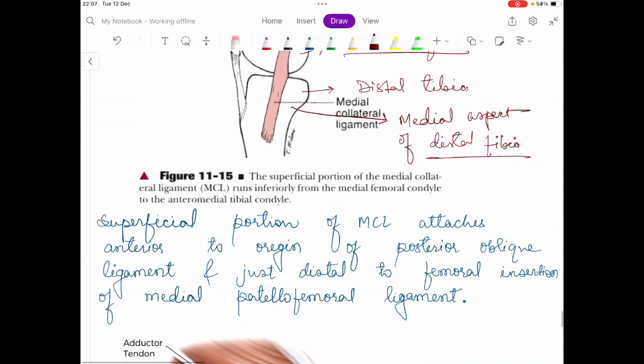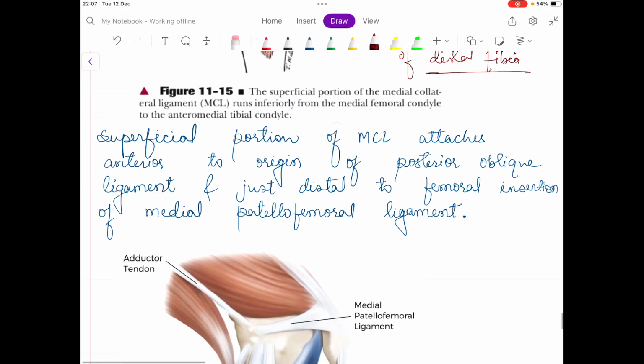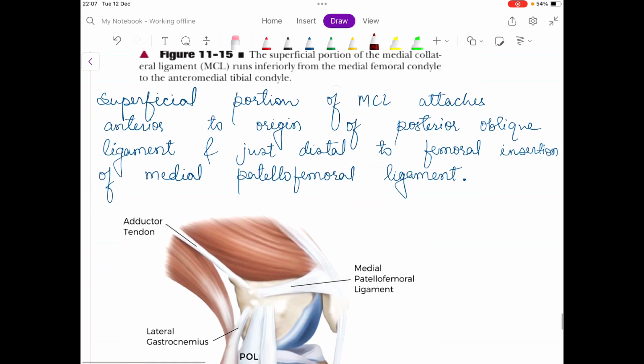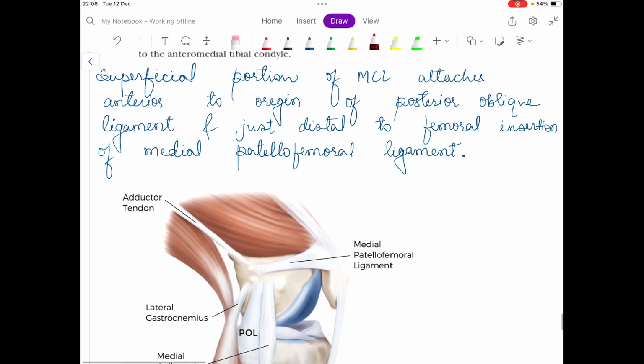Now let's talk about our second line. The second line says that the superficial portion of the MCL attaches anterior to the origin of the posterior oblique ligament and just distal to the femoral insertion of the medial patellofemoral ligament. Let's read it one by one.